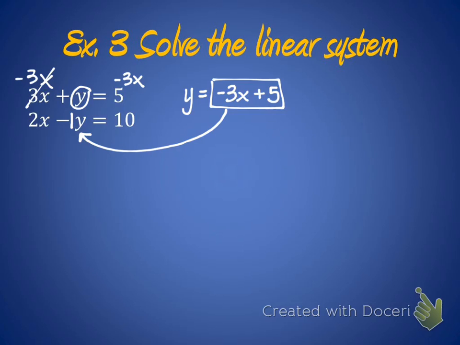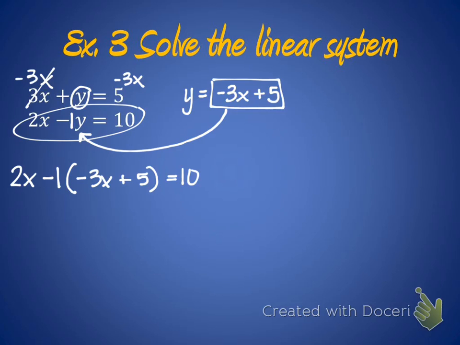Anytime you have a number in front of y, that means this number is being multiplied by y. So when I plug in my negative 3x plus 5, I'm going to need to make sure that negative 1 gets multiplied by negative 3x plus 5. So I write 2x minus 1 times, all right, what I'm going to do now is I'm plugging in what I know y equals, which is negative 3x plus 5, and I know it equals 10. Now you say, Ms. Reber, why didn't you get a variable by itself in this equation? Because you don't have to. All you need is one equation.